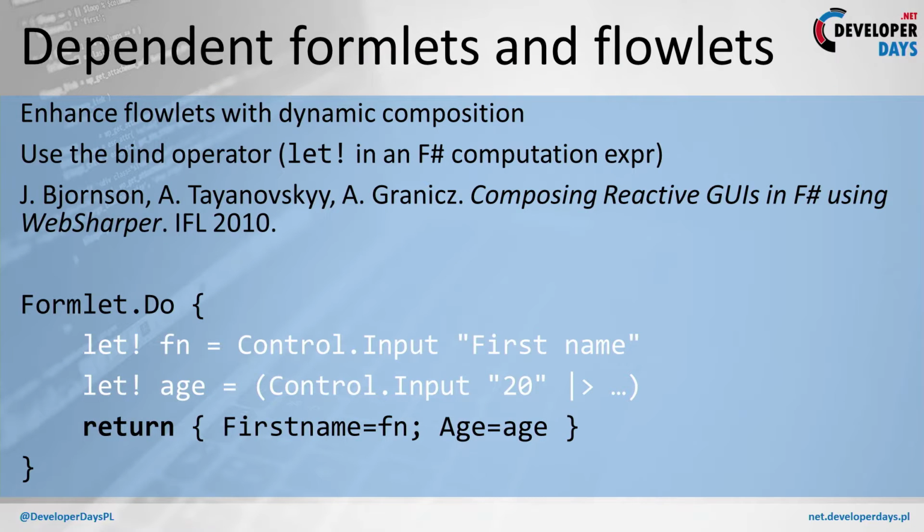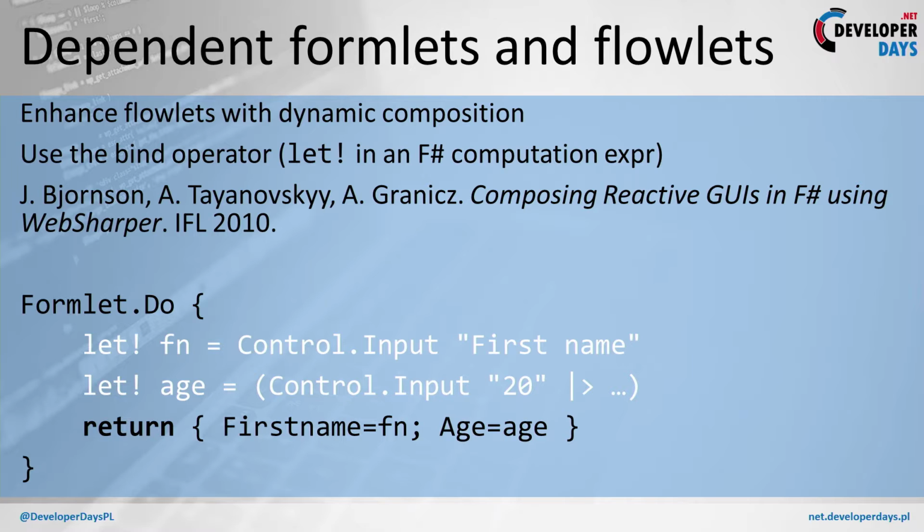But before I discuss that, let's look at dependent formlets and flowlets. So in this one, we have a computation expression called formlet.do. And basically what you can see here is that instead of using the typical F# let binding, we use a let bang binding, which says the right-hand side, which is of type some kind of a formlet, is rendered, but it has a dependent control following it, which then collects the age. And then once both of those pieces of data are collected from the user, then in this case we return a record that contains both the first name and the age that we inputted.